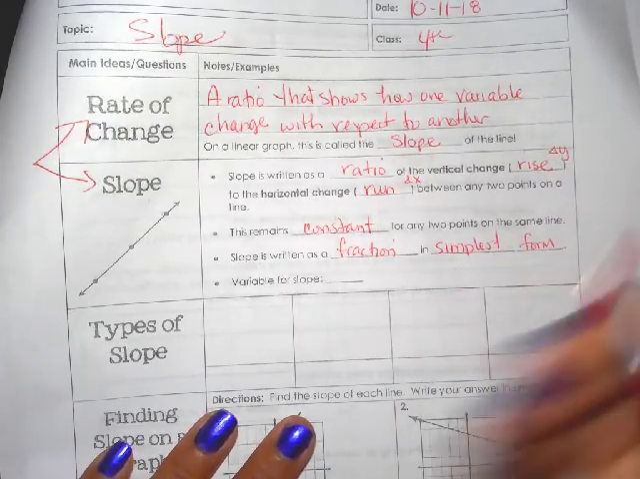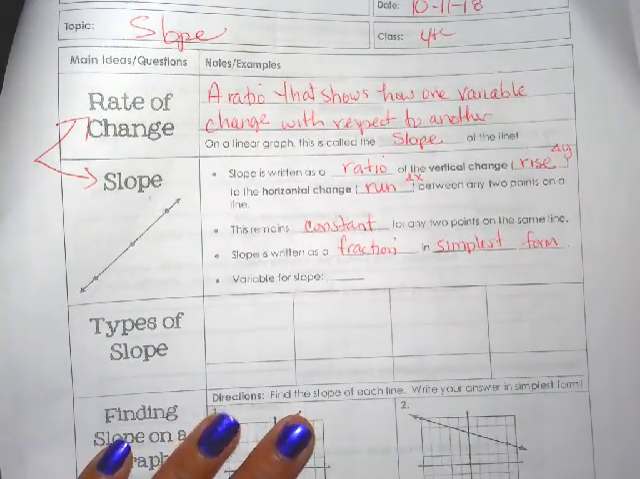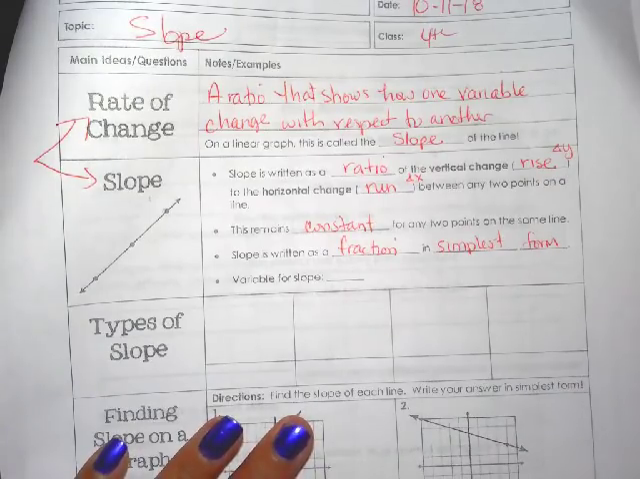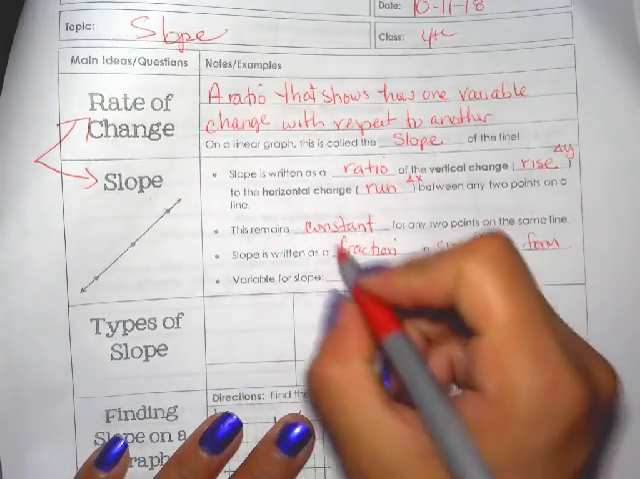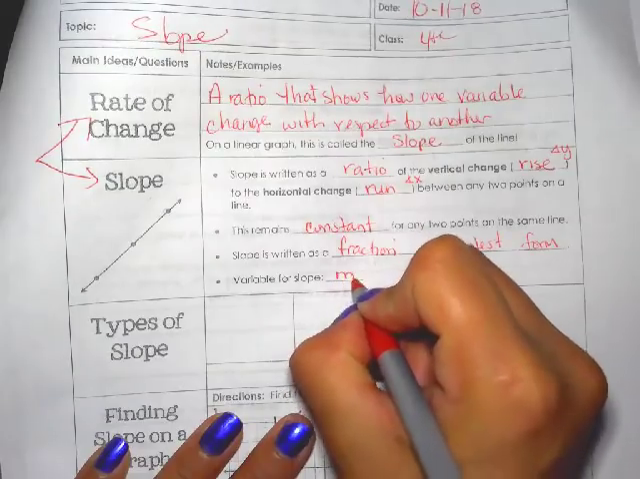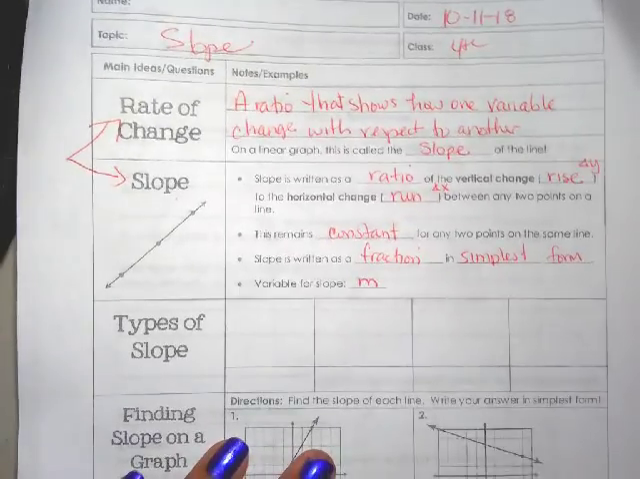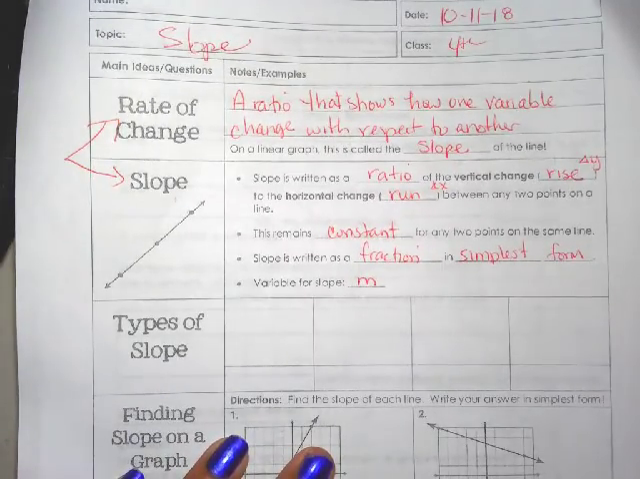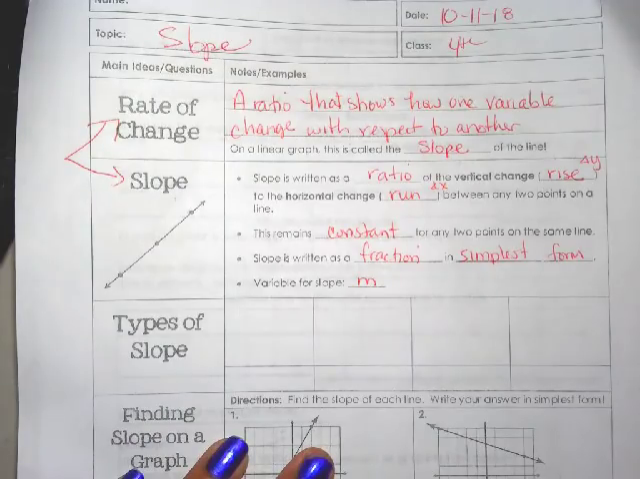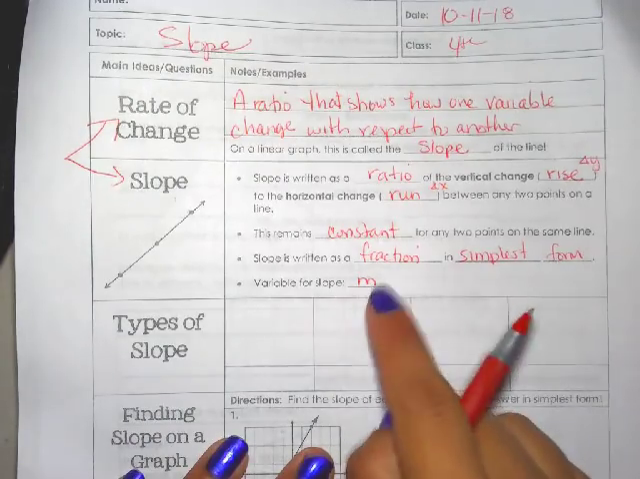So if you have 4 over 2, well, 4 divided by 2 is 2. So you would just put 2. And then the variable that represents slope is m. I don't know if you noticed, there's already some posters in the front of the room. At the very top, slope, and it says rise over run equals m. M represents slope.